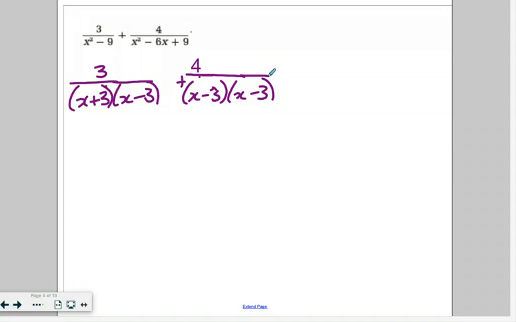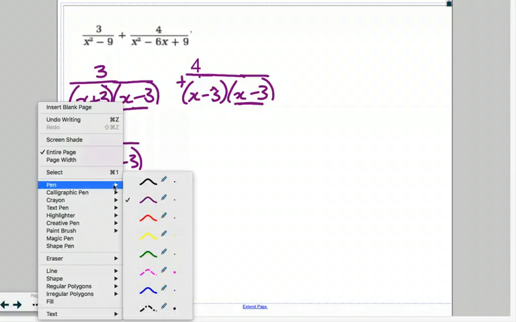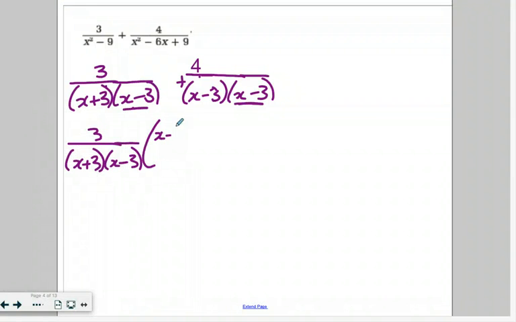So what you should notice now is that the x minus 3 is actually common in both. It's just that one has an x plus 3 and one has an additional x minus 3. So what we can do here is simply multiply what we need, okay? So this first one, okay, all it needs is another x minus 3. So I'm going to multiply this first fraction by x minus 3 over x minus 3. That's my clever form of 1.